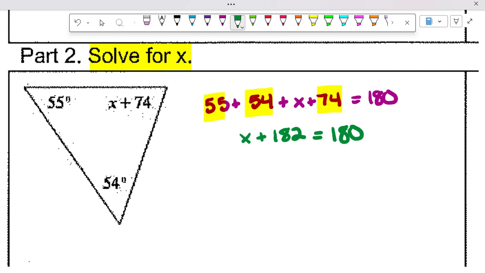What's my next step to solve for x? 55 plus 54 plus 74. What is it?